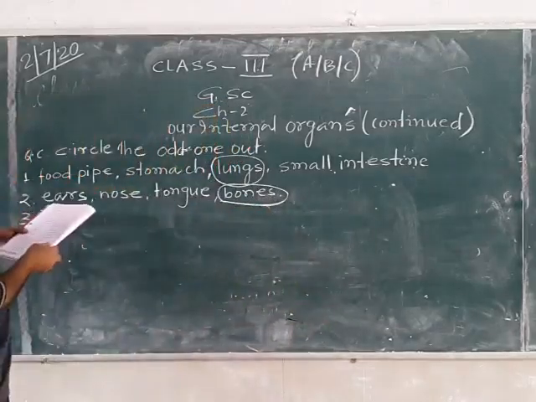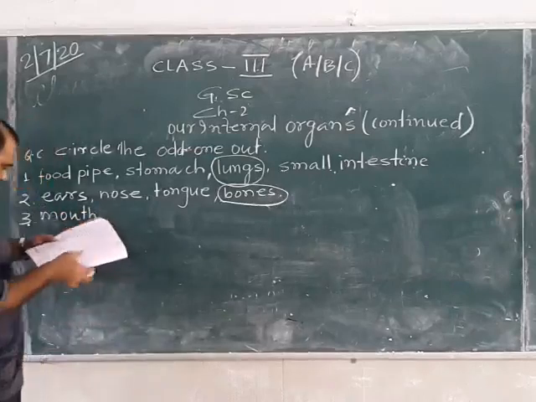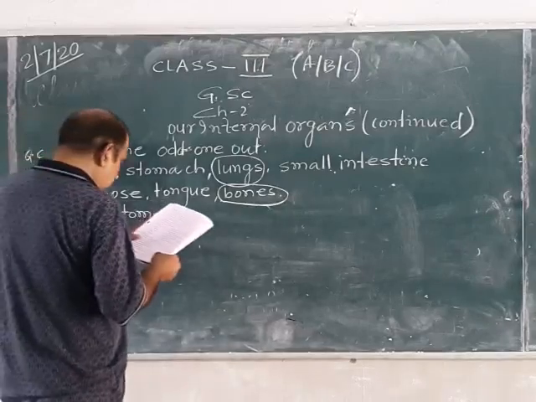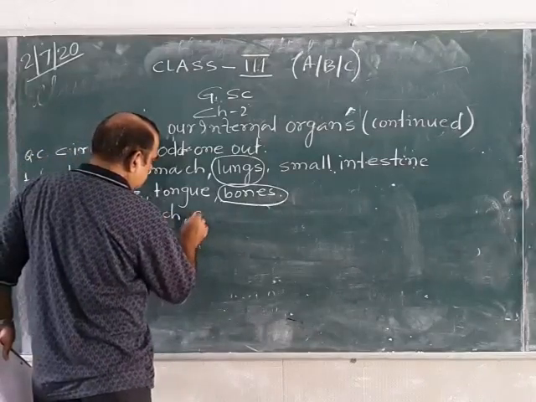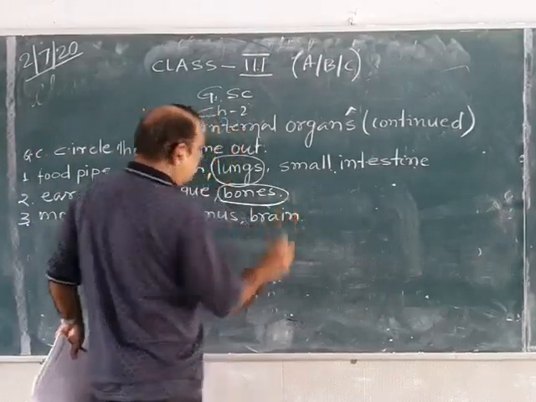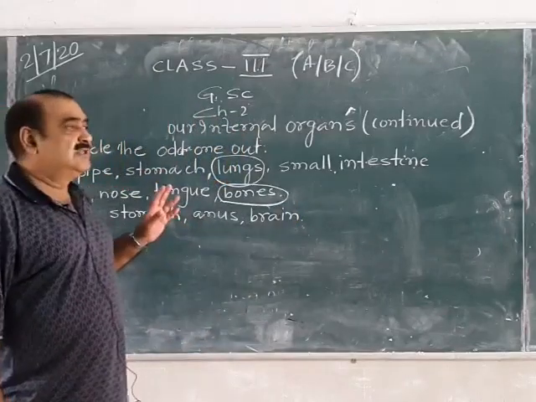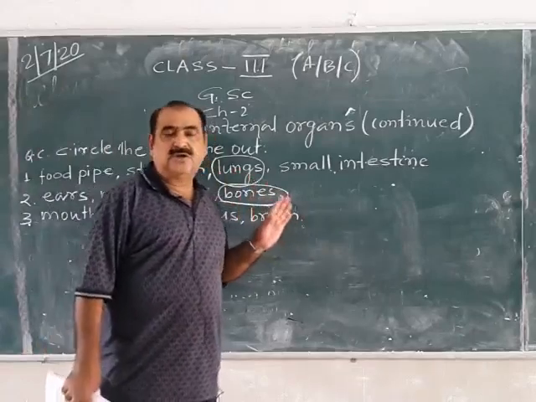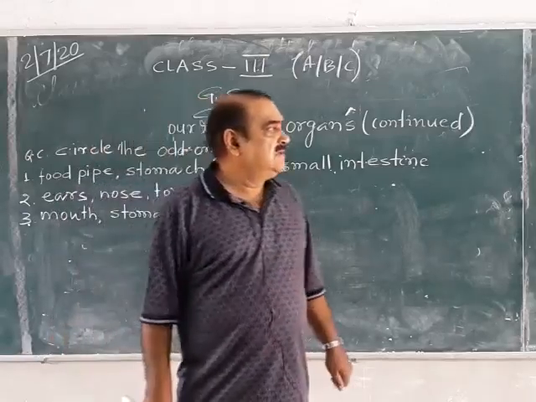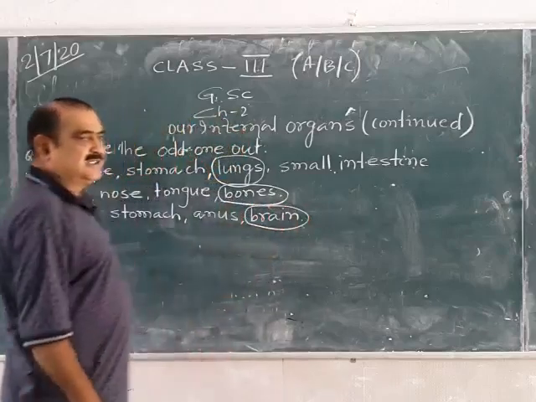Number three, mouth, stomach, anus, and brain. See, first three organs, that is mouth, stomach and anus, these are called organs of digestive system, but brain is not organ of digestive system. Brain is not an organ of digestive system. So odd one is brain. Circle brain.